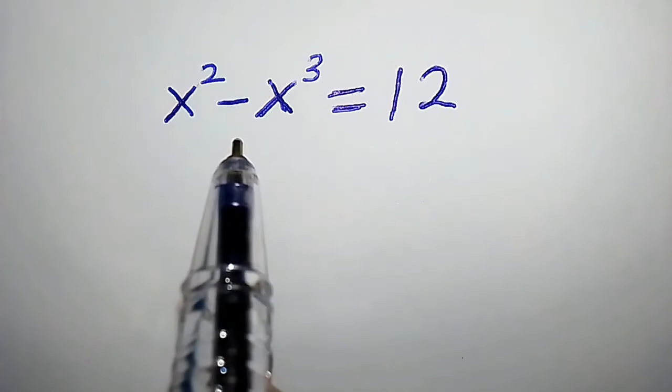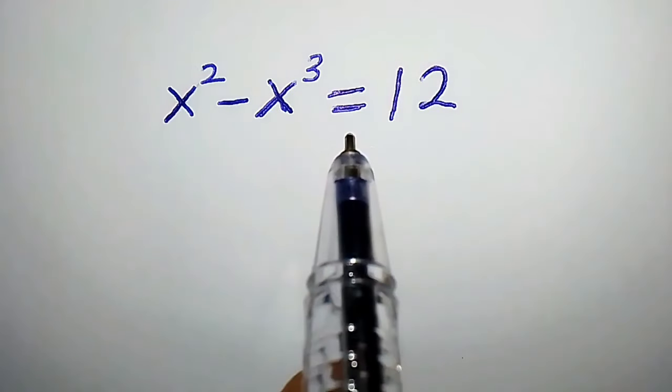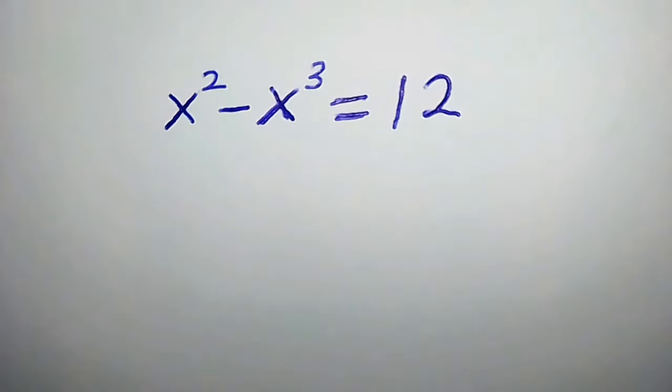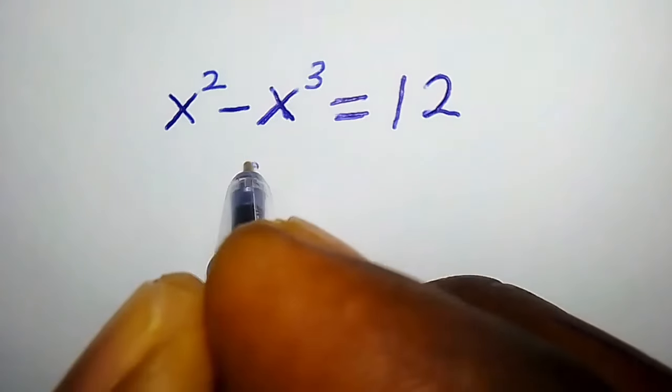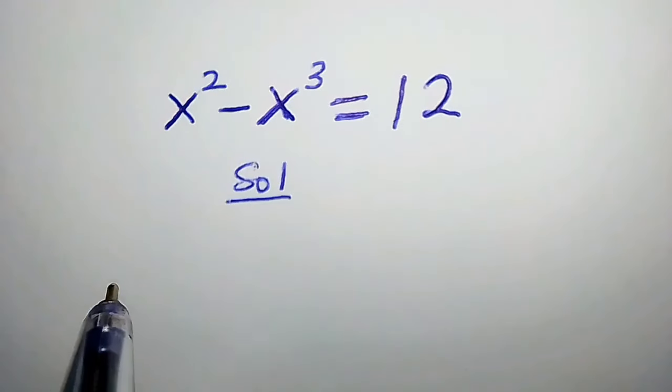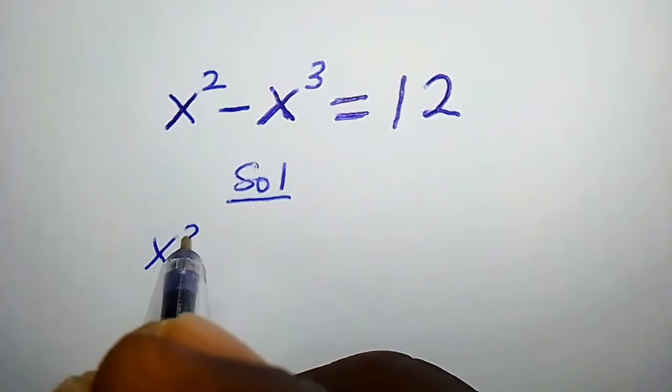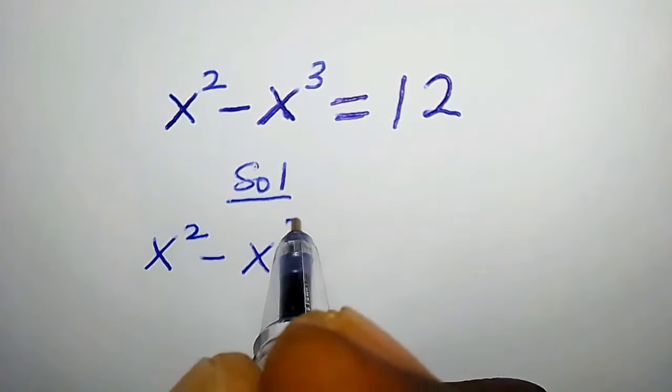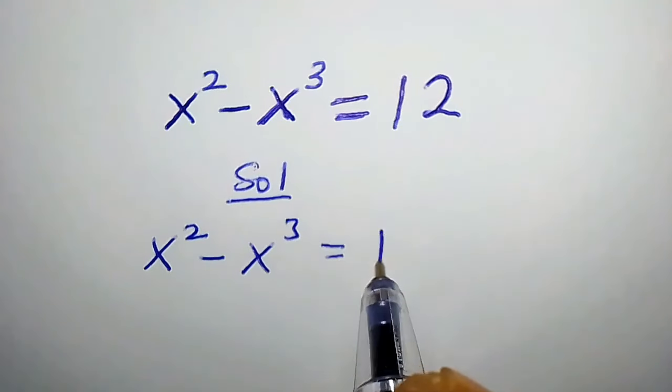x to the power of 2 minus x to the power of 3 is equal to 12. Without further delay, let us begin. Solution. The question is x squared minus x cubed equals 12.